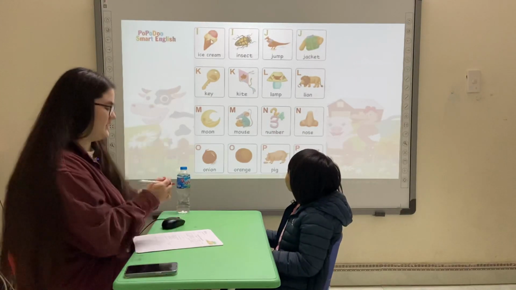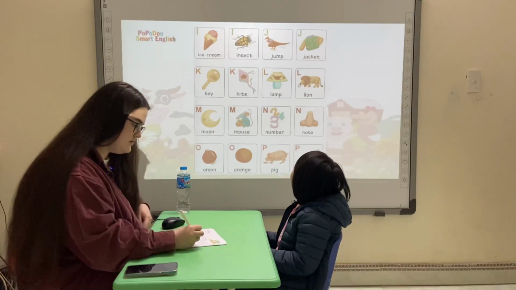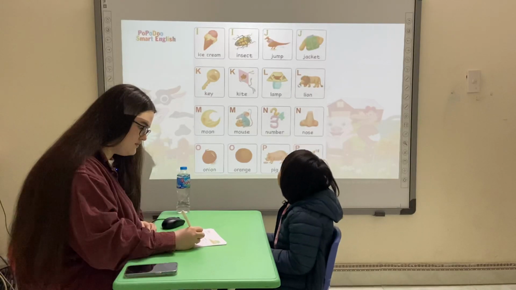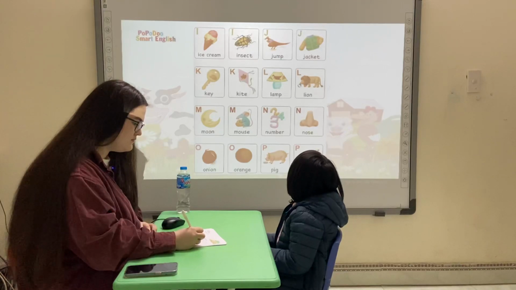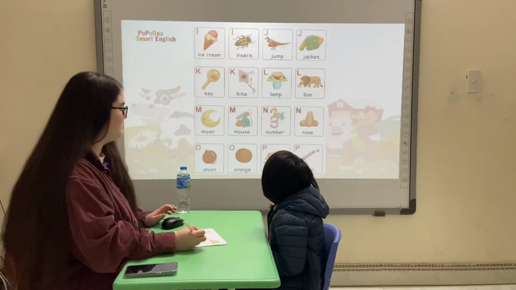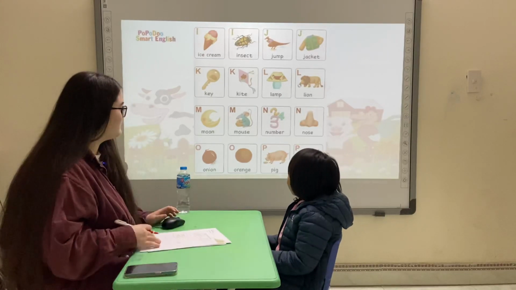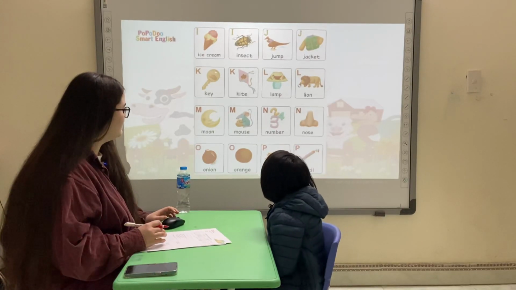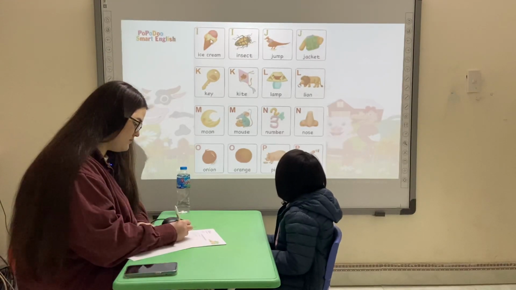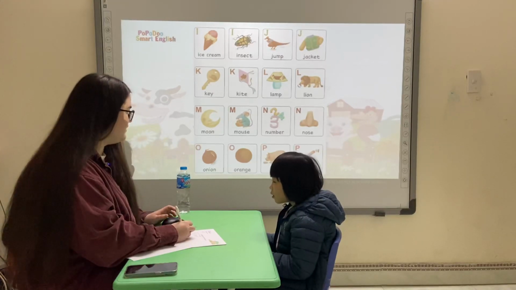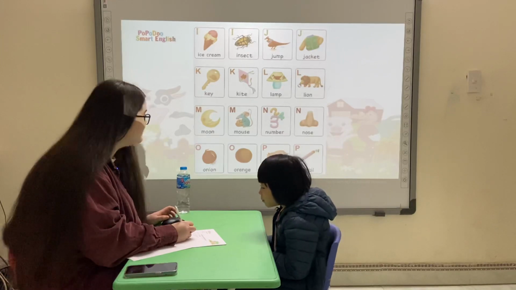It's an egg. Continue. It's an insect. It's a thumb. It's a rocket. It's a key. It's a car. It's a lamb. It's a moon. It's a mouse. It's a llama. It's a low. It's an alien. It's an oven. It's a bird. It's a pencil. No, but pencil.